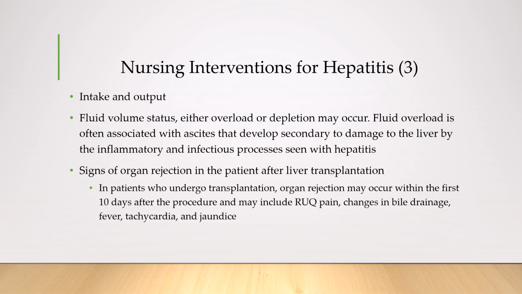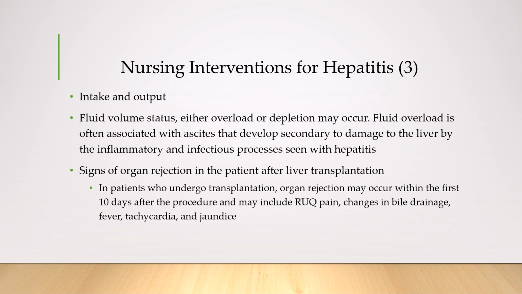So we are going to monitor intake and output. Fluid volume status, either overload or depletion, can occur. Fluid overload is often associated with ascites that can develop secondary to damage to the liver by the inflammatory and infectious process that is seen with hepatitis.